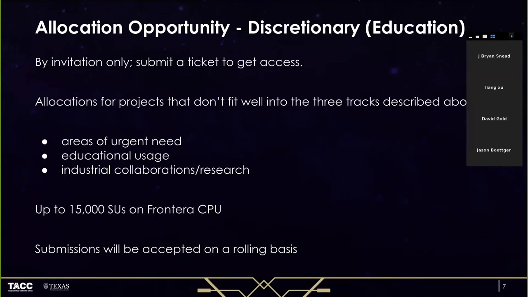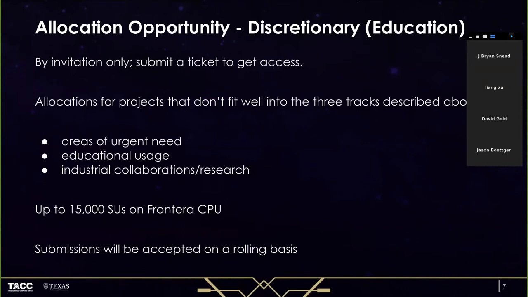Next, we have discretionary or educational. Discretionary covers a lot of things. One of the things that falls into that category is education, but also things of urgent need, things that are timely, things that just need to be done very quickly, also for industrial collaboration. So discretionary allocations are only available by invitation. If you need that, you need to submit a ticket through the TACC user portal to ask for access, and then you'll be invited to that opportunity. When you receive that invitation, you'll be able to go in and fill in the information and request up to 15,000 SUs on Frontera. Those submissions are done on a rolling basis.